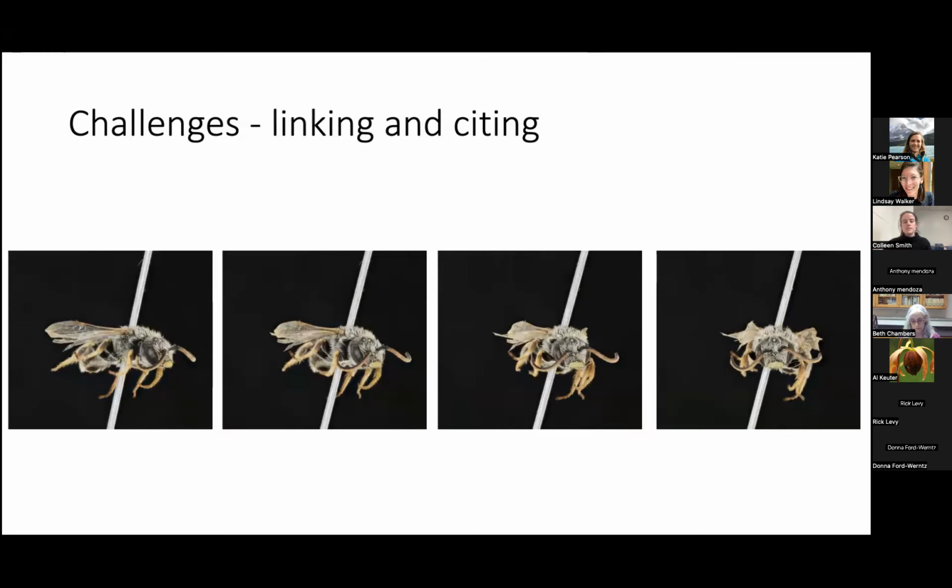And this problem is really exemplified with sets of 3D images and 3D models, where you often have hundreds of photos of a single specimen. If you upload those photos onto Symbiota or onto GBIF, they go up into the ether, and it's really hard to get them back as a single package.